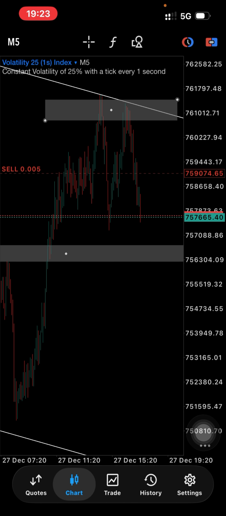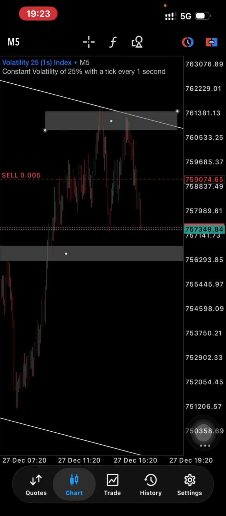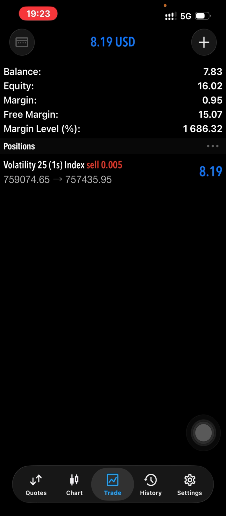So this is where we are now. The market has pushed a little bit to the downside, and it looks like it's still pushing, having bearish momentum. There's a lot of sellers at this stage, so the market is just shooting straight down. So this is how much we have made.